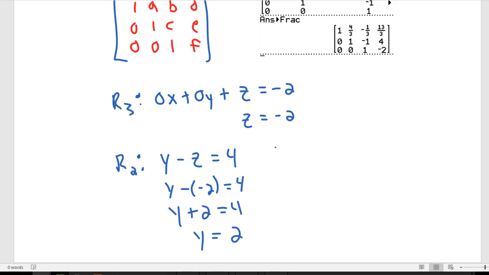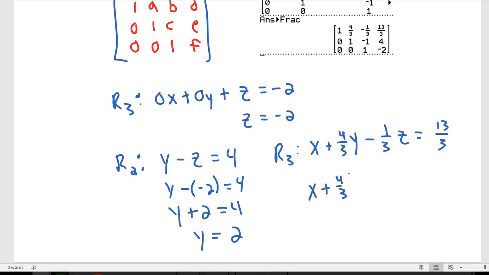And then let me just come over here and say, here's row 3. So row 3 says 1x plus 4/3 y minus 1/3 z equals 13/3. So if I plug in everything that I have, y is 2. So I'm going to have x plus 4/3 times 2 minus 1/3 times z, which was negative 2, equals 13/3.